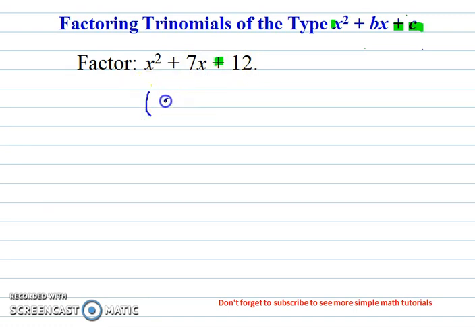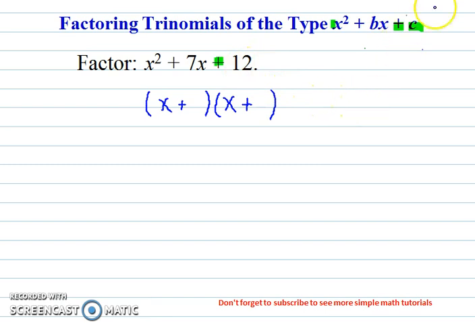So we can have x plus a number, and another factor x plus another number. How should you do that? We work with only x squared, so we split it into x and x. Now we need to find two factors such that when you multiply these two numbers, it gives you 12.